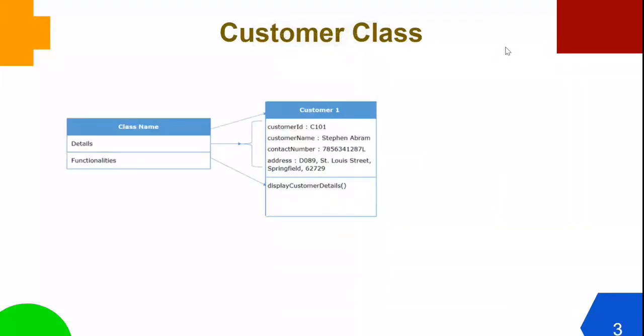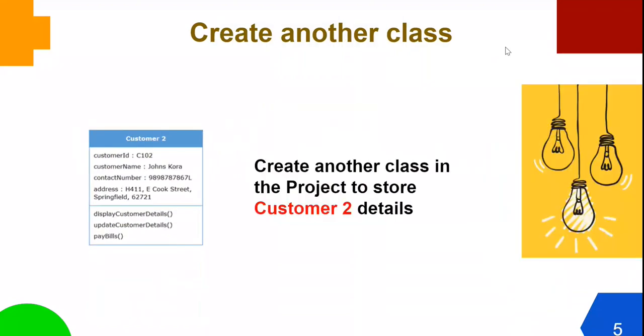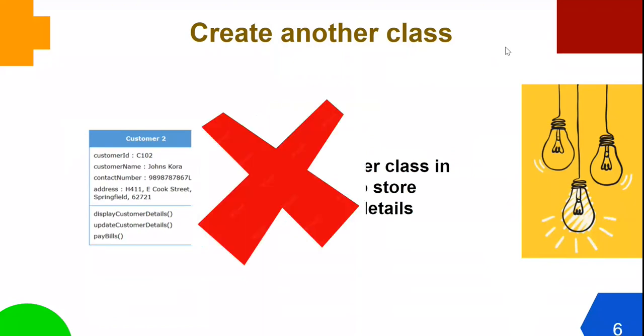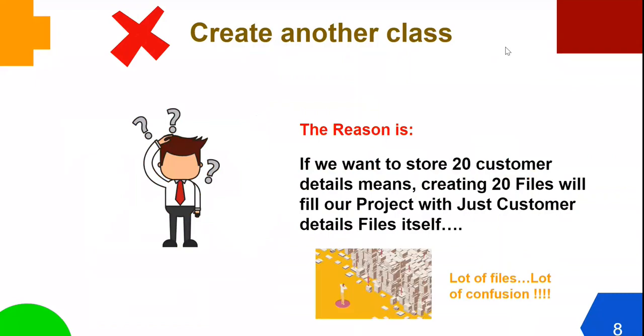But here comes the main problem. The customer class is holding only one customer's details at a time. And what if we want to store another customer's details? You might have an answer that we need to create another class for it. No, not a proper answer. Because what if I want 20 customer details to be stored in the project? Lot of files, lot of confusion.